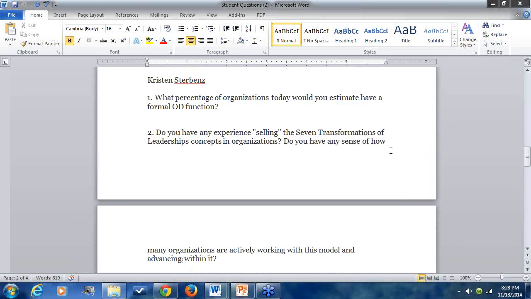What percentage of organizations today would you estimate have a formal OD function? Very few. There was in the 80s and early 90s. It was on the rise. It dropped dramatically over the last 10 years. It's coming back now, but I would say I'm sure it's less than 20% of formal organizations.